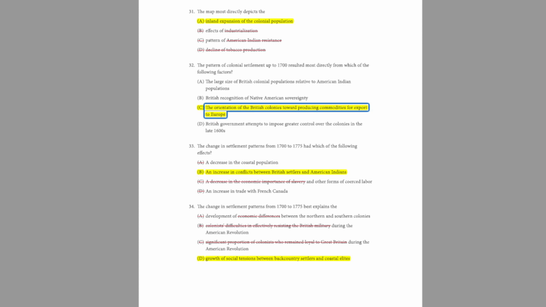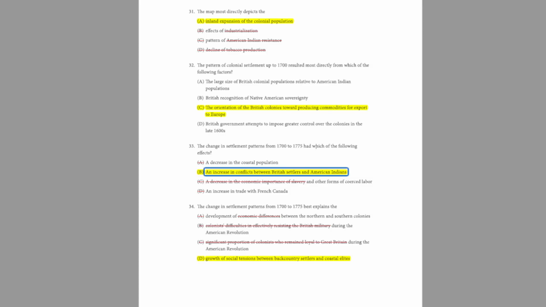Settling near ports and shipping routes made economic sense. Exports were the priority. This question is definitely tougher and requires a solid grasp of colonial American history and economic motivations. Question 33. The correct answer is B. An increase in conflicts between British settlers and American Indians.